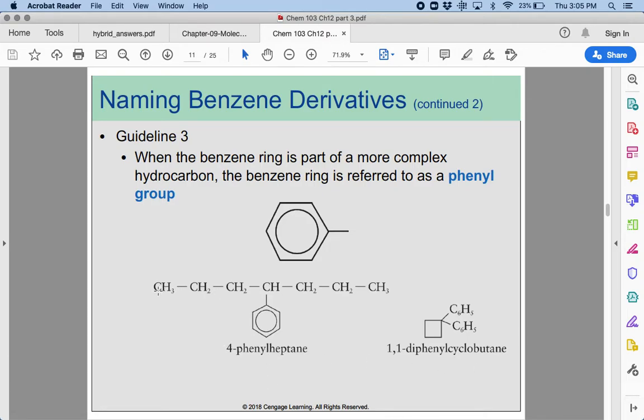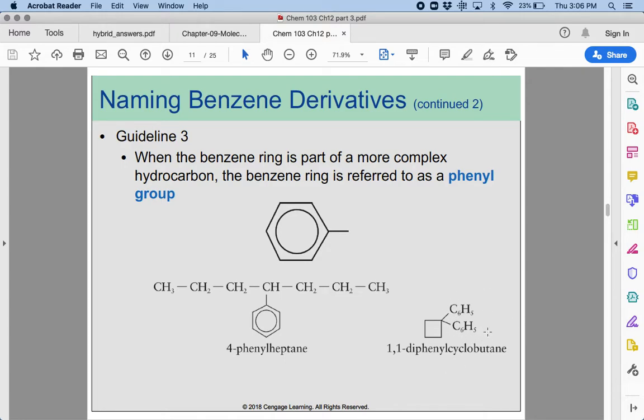would be, in this case, we have 1, 2, 3, 4, 5, 6, 7 carbons. So we're going to have a heptane because it's all single bonds. So it's A and E, heptane. And we count 1, 2, 3, 4. 1, 2, 3, 4. So it's going to be 4-phenyl heptane.